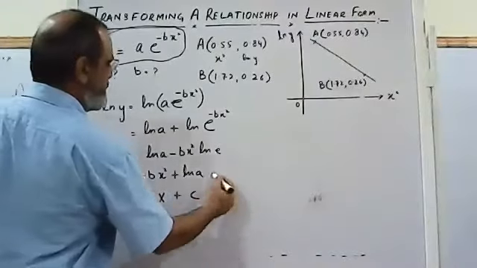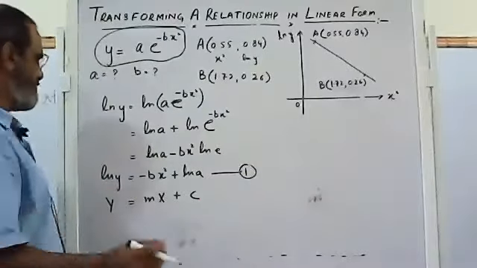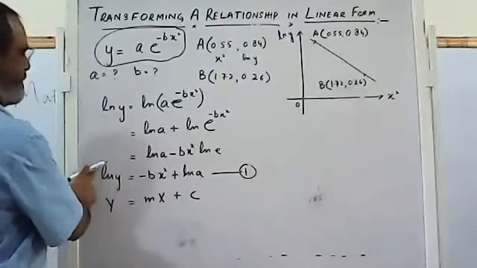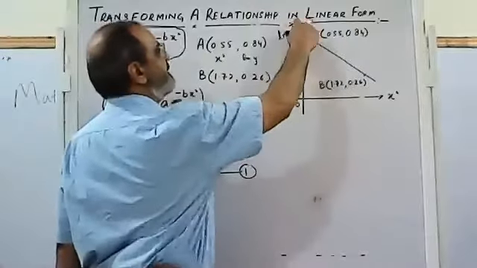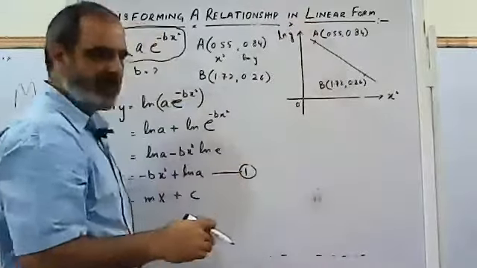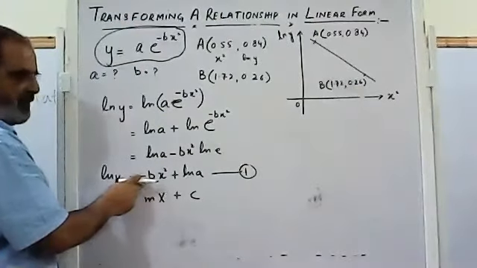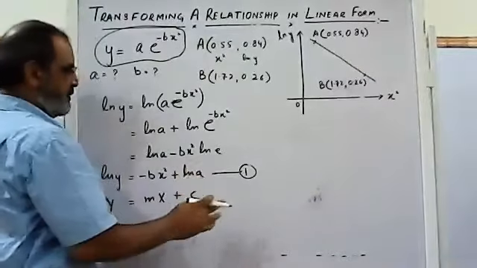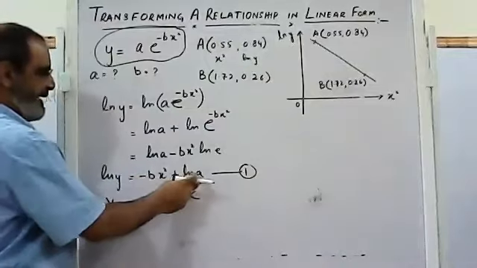Now I got equation 1 in the linear form. If I compare this equation with y is equal to mx plus c, then y is ln of y. As you can see from the graph, ln of y is represented along the y-axis. So y is ln of y. Gradient is equal to minus b and y-intercept is ln of a. So using this data, I can find the value of b and a.